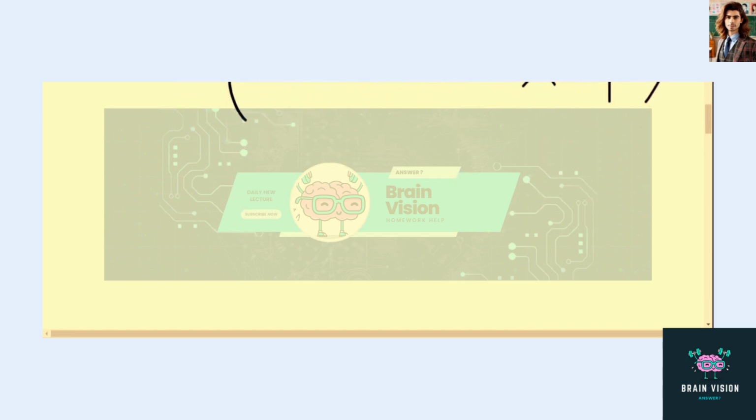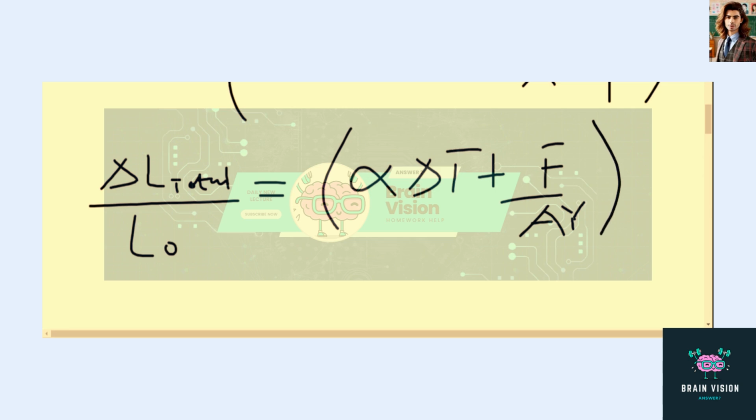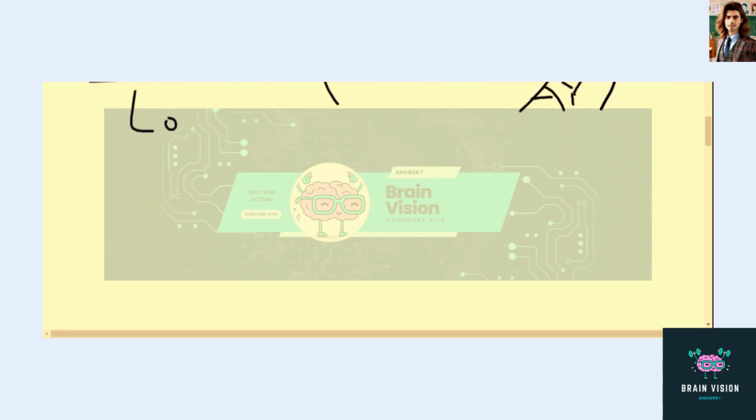All right. So we are looking at the change in length. Let me factorize the initial length out. So I have the total change in length, all divided by L naught, and we will see why. This will leave our equation into bracket, coefficient times delta T plus F over A multiplied by Y. All right, so this is where we arrive.